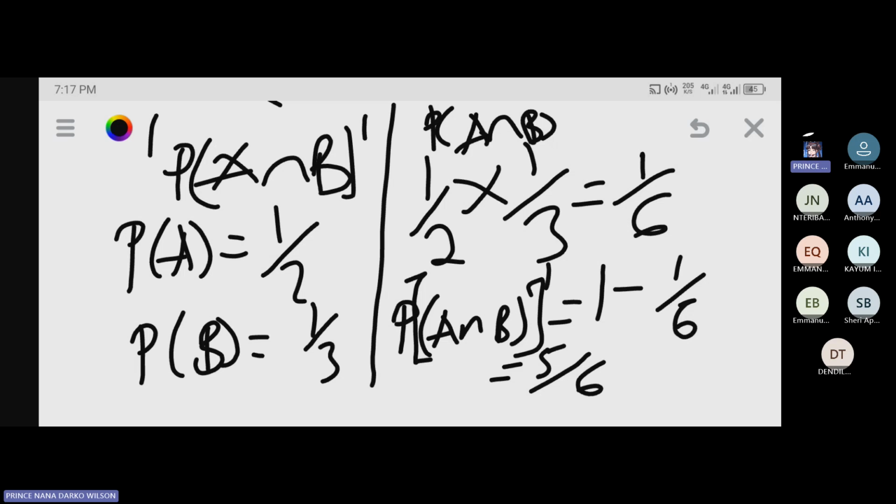Please, now that our mics are allowed, let's be mindful of the muting and unmuting, so that we try not to cause distractions in the class. Thank you. Okay. Let's proceed.